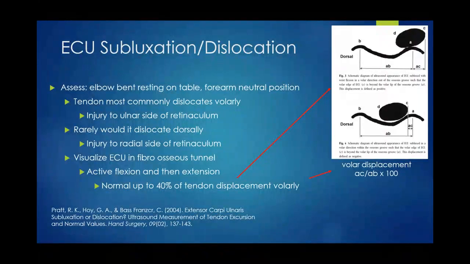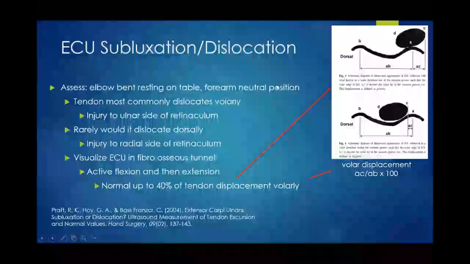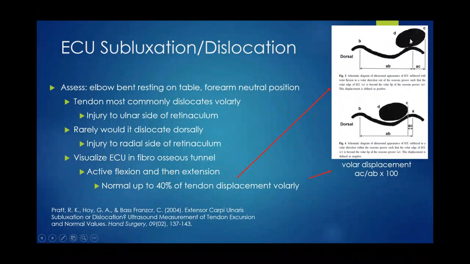It's best or most easily evaluated with ultrasound by having the patient place their elbow on the table or examining surface. The forearm would then be facing the ultrasonographer or person performing the study. The tendon would be assessed in its short axis, and then having the patient either actively or you passively flex and extend the wrist, you could look for excursion or movement of the tendon out of the little groove or fovea here in the ulna in a volar direction.